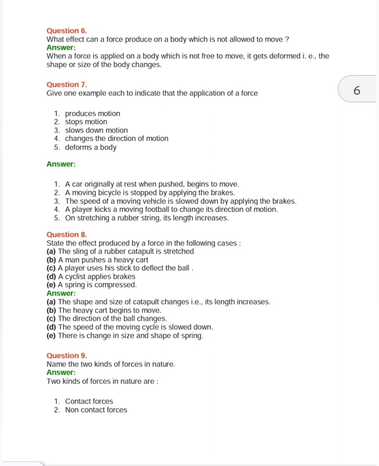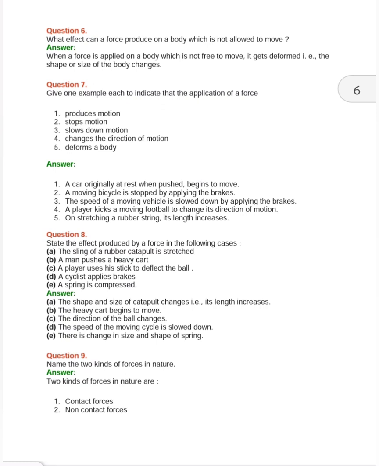Question 8. State the effect produced by a force in the following cases. A. The sling of a rubber catapult is stretched. Answer A. The shape and size of catapult changes, that is, its length increases. Question B. A man pushes a heavy cart. Answer B. The heavy cart begins to move. Question C. A player uses its stick to deflect the ball. Answer C. The direction of the ball changes.